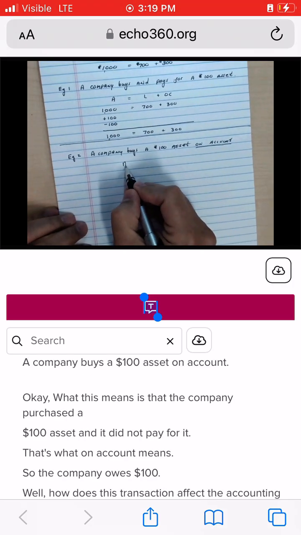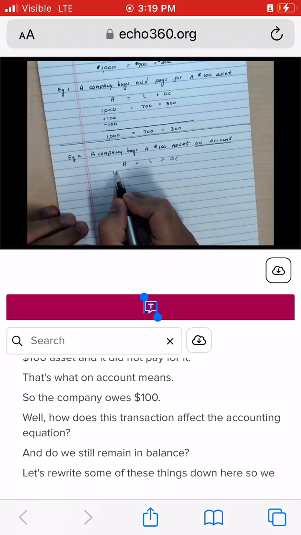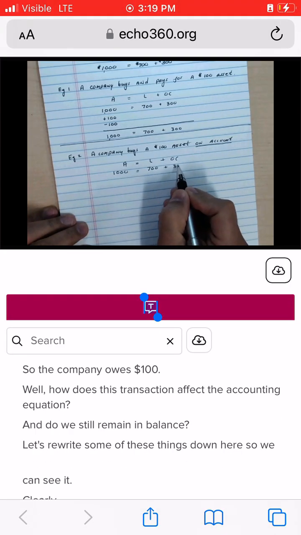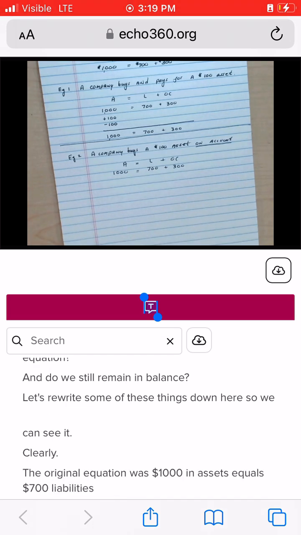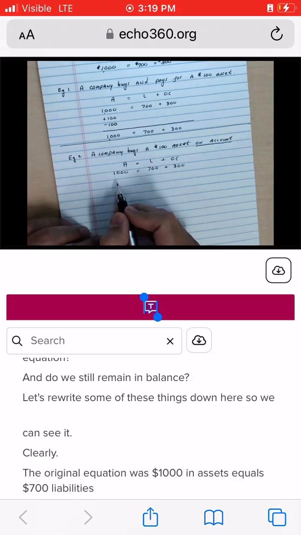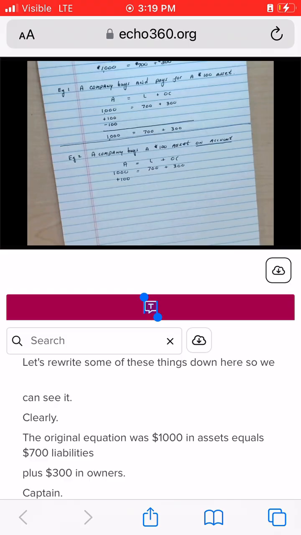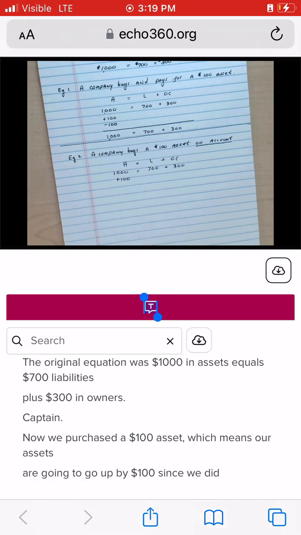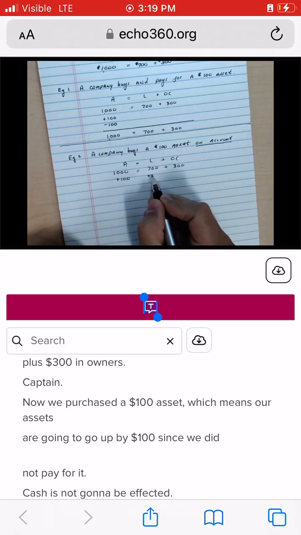Let's rewrite some of these things down here so we can see it clearly. The original equation was $1,000 in assets equals $700 in liabilities plus $300 in owner's capital. Now, we purchased a $100 asset, which means our assets are going to go up by $100. Since we did not pay for it, cash is not going to be affected. However, we owe $100 to a supplier or a vendor, which means that our liabilities are going to increase by $100.